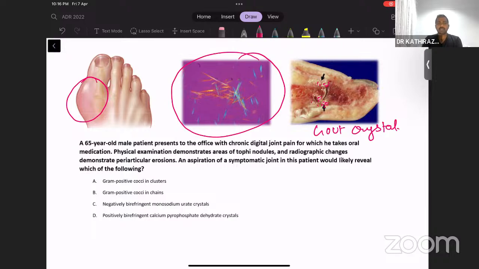I made the question easy for you. It is a negatively birefringent monosodium urate crystal. Easy question. But I can just display one picture and ask, what crystal do you think it could be? Or I can display this picture and ask, what do you think could be the potential disease? So gout is a common topic, but I can make the question tough by just putting one image and asking a question based on it. Okay, easy.